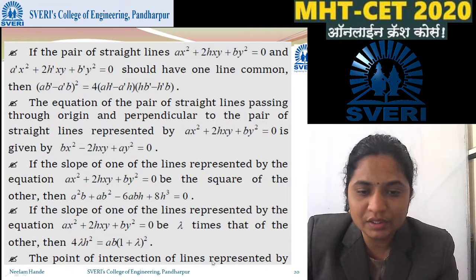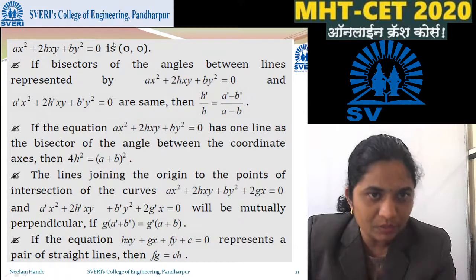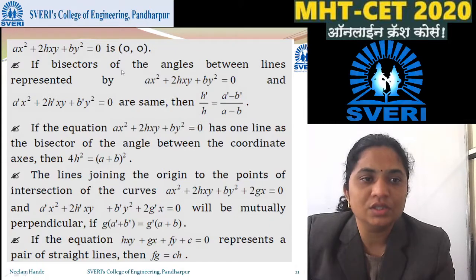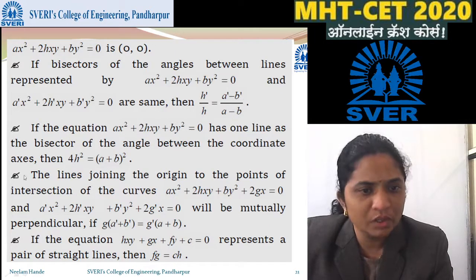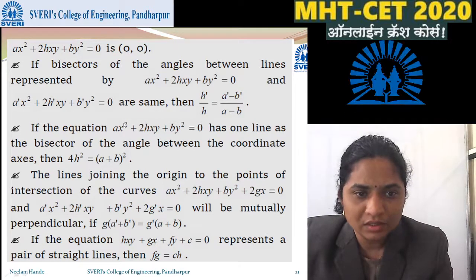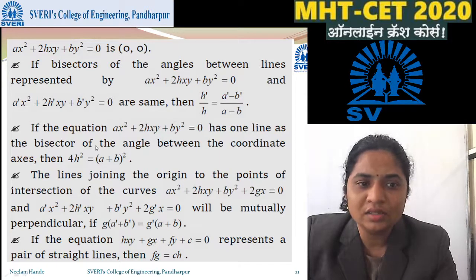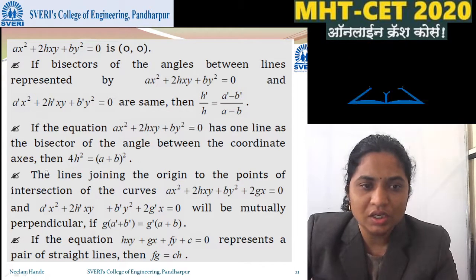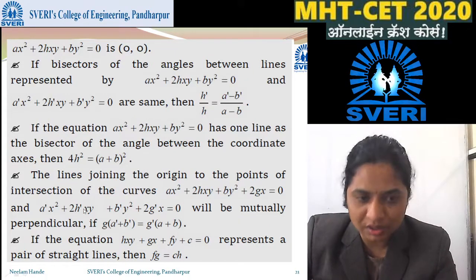Okay, next is the point of intersection of lines represented by the equation ax square plus 2hxy plus by square equal to 0. This is 0, 0. There are again some very important ones amongst them. So if the equation ax square plus 2hxy plus by square has a line as the bisector of the angle between the coordinate axes, then 4h square is the condition. If it has a line as the bisector of the angle between the coordinate axes, then this is the condition.